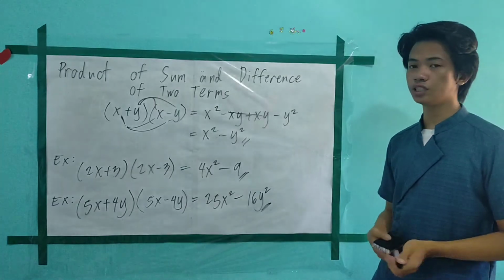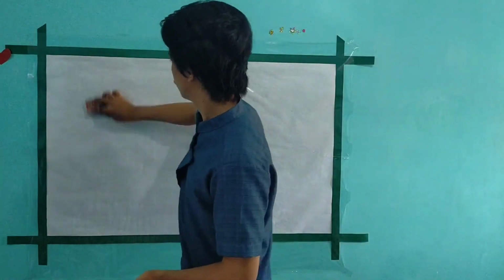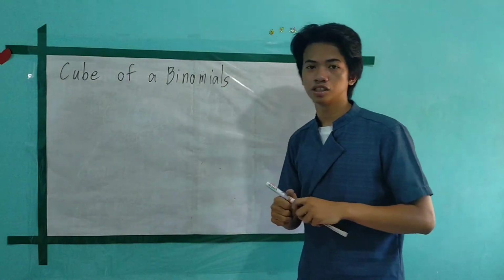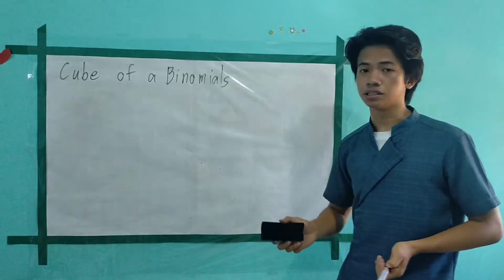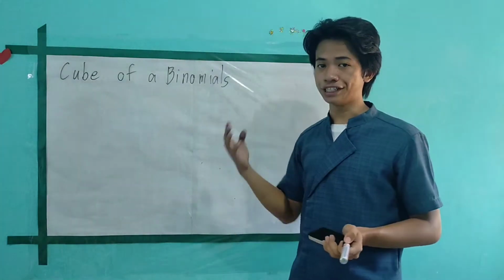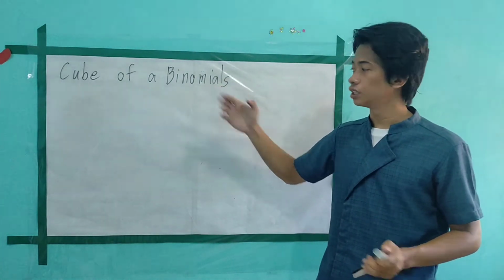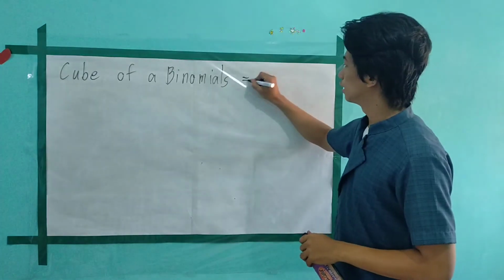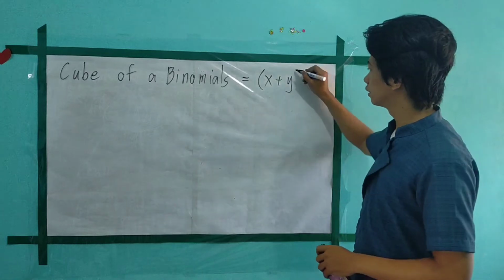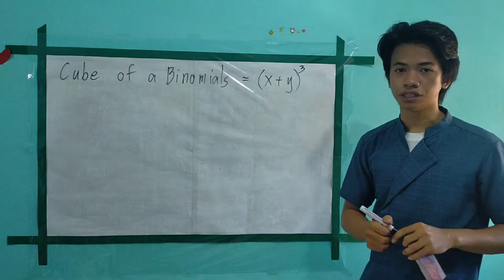Okay, next, let's proceed to a cube of a binomial. So, cube of a binomial. Okay? When we say cube, an expression is raised to 3. When we say binomial, a polynomial with two terms. Let's say x plus y. Then, since it's cube, let's write power of 3 here.